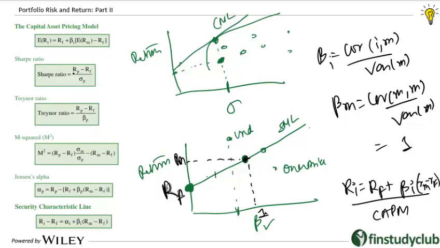Sharpe ratio, Rp minus Rf by sigma of P. So here we are trying to calculate the risk return measure where the risk that we are taking is the total risk. Okay, so that's Sharpe ratio for you. The higher it is, the better it is.